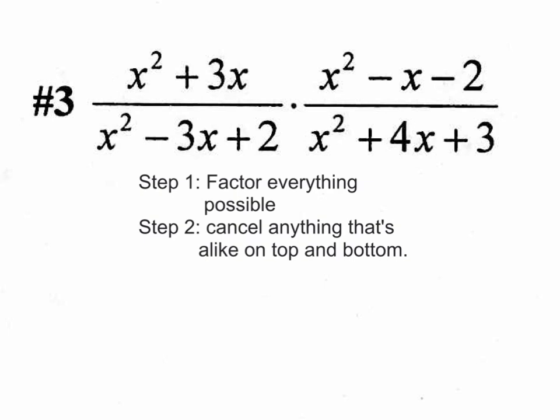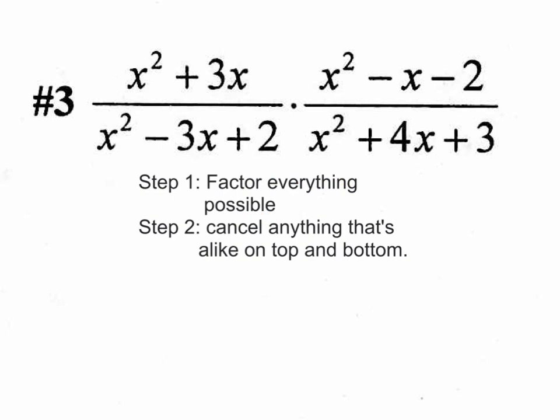Because the fact is, even though you have an x squared up here and an x squared down there, you cannot cancel them. Why not? Because there's addition and subtraction. But when you factor, you end up with multiplication, and then you're able to cancel, okay? So step one is always going to be factor everything possible.